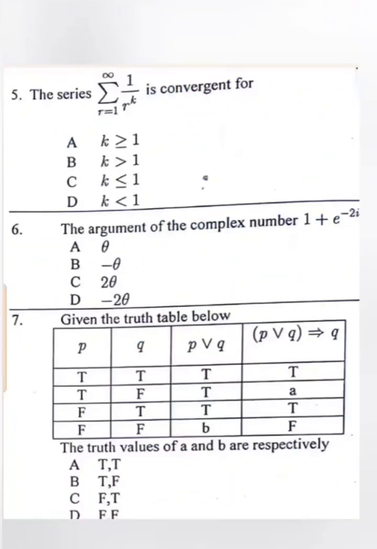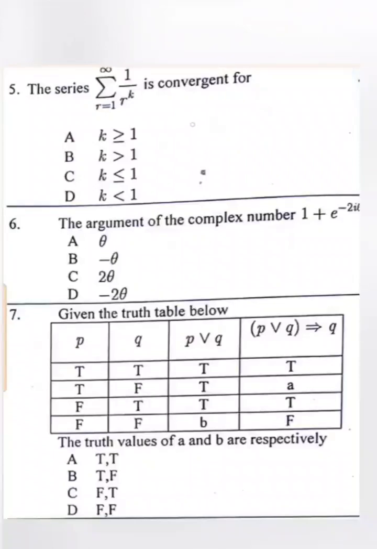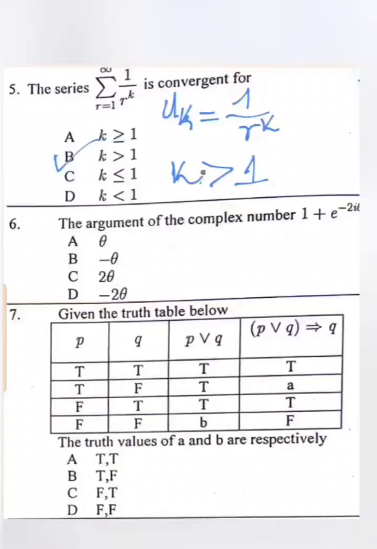In question 5, we have the series summation from r equals 1 to infinity of 1 all over r to the k is convergent for, and we have these options. This is actually a p series. Each time a series is such that uk is equal to 1 all over r to the k, like in this case, the series usually converges when the power of r, that is k, is greater than 1. So this series converges when k is greater than 1, and it corresponds to the option B.